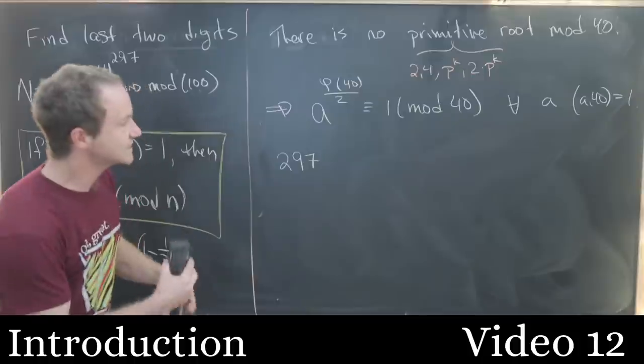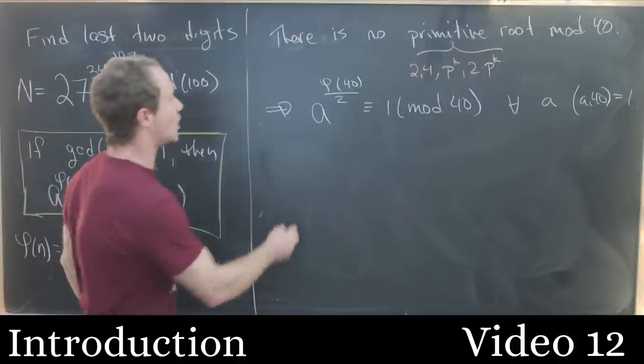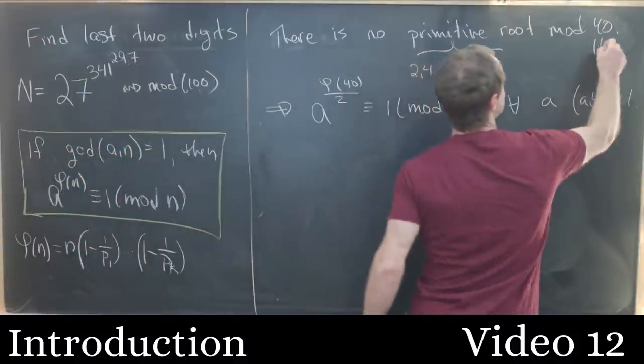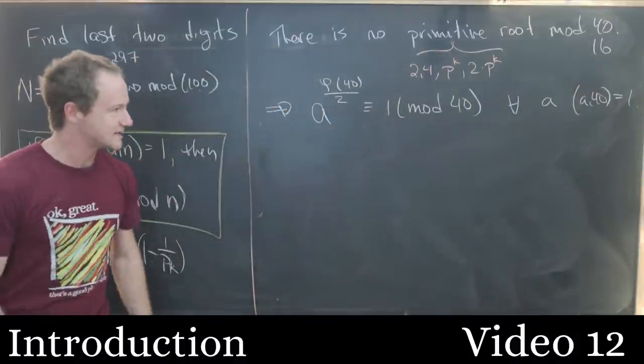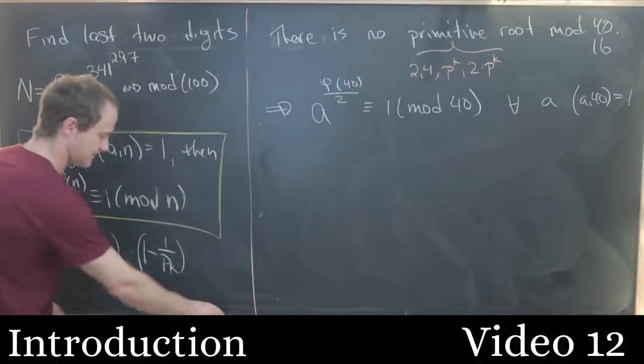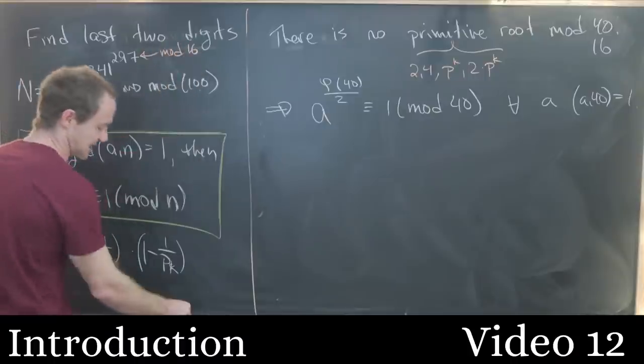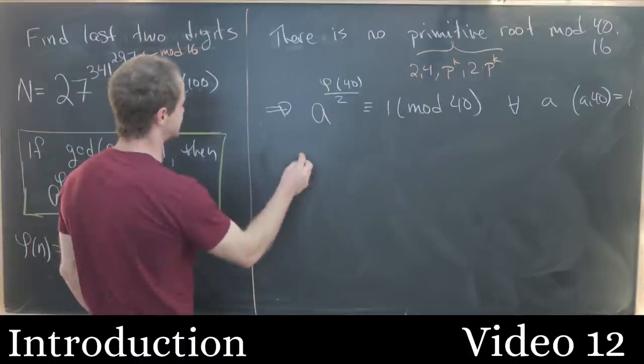Oh, yeah. Sorry, I got ahead of myself real quick. So there's no primitive root mod 40. There's also no primitive root mod 16. And the one mod 16 is the one we really want to work with, because this 297 is being reduced mod 16. So let's see.